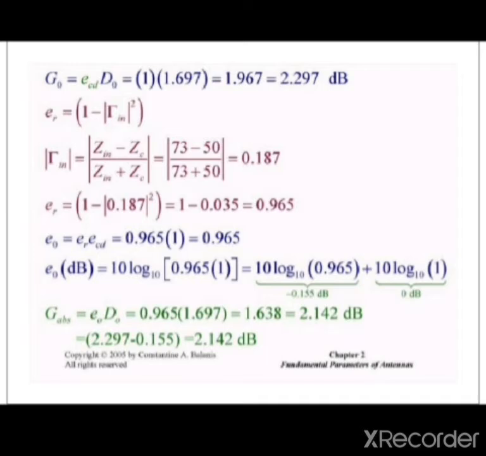So from this problem you already know the relation between gain and directivity, right? Directivity is more than the gain of the antenna system. It depends on the efficiency of the antenna.